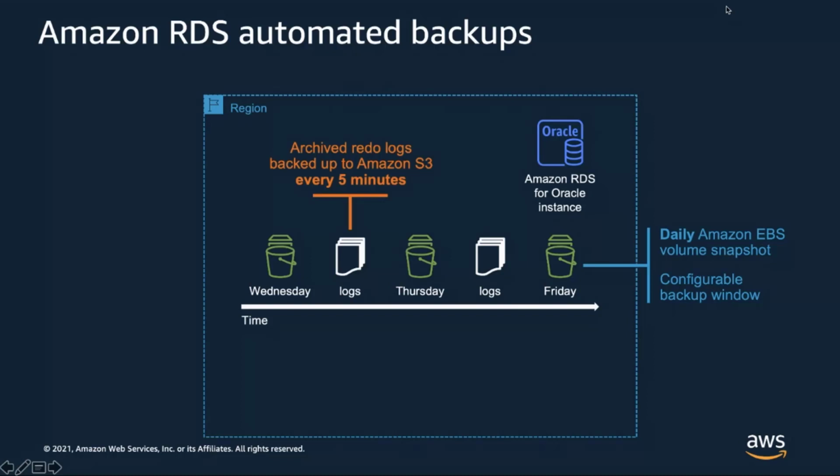Additionally, archive redo logs are backed up to Amazon S3 about every 5 minutes. This allows us to be durable to S3 generally within the last 5 minutes at all times. And the oldest backups for the snapshots and the redo logs are automatically deleted based on the retention you specify, which can be between 1 and 35 days.